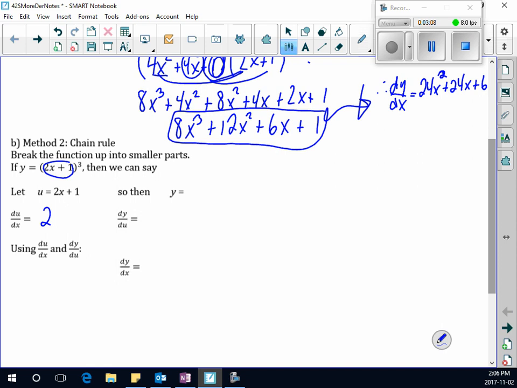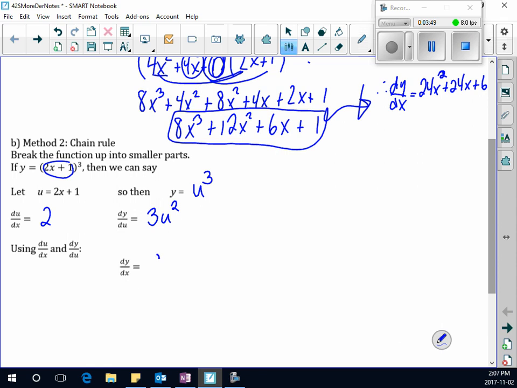Okay, so if u is 2x plus 1 and I substitute u in there, y would then be u to the power 3. Does everybody see that? Okay, so then what would dy/du, meaning the derivative of y with respect to u, be? 3u squared. Are we good so far? Okay, now we're going to actually put it all together because we're not trying to find dy/du or du/dx. We're trying to find dy/dx. So in order to do this, we're going to put them together.